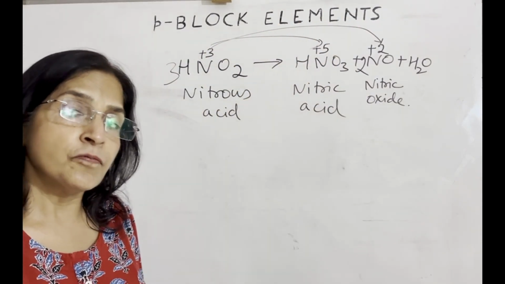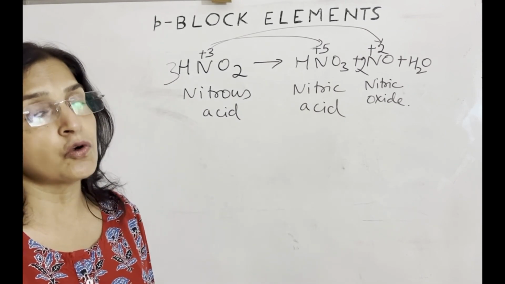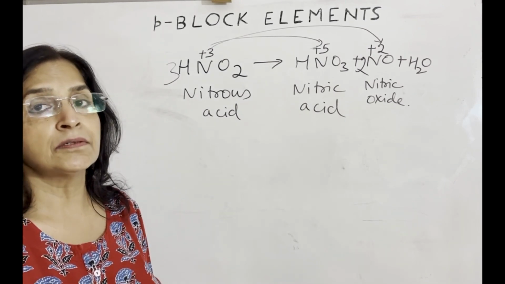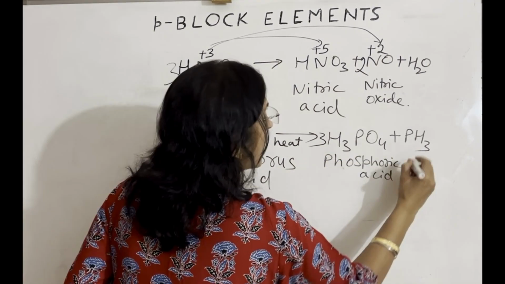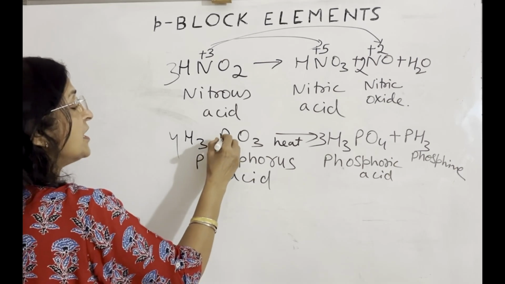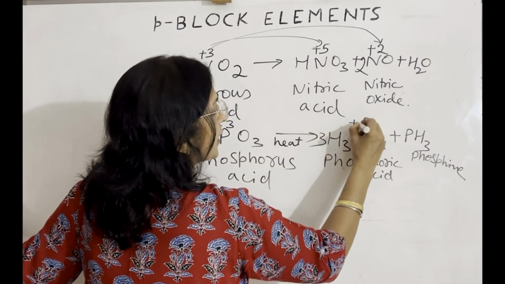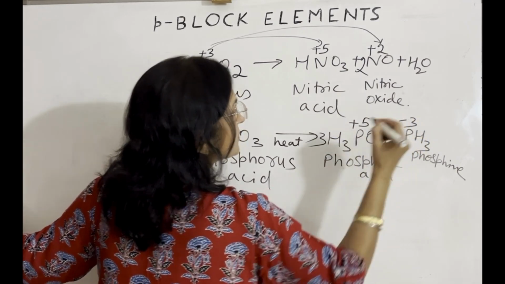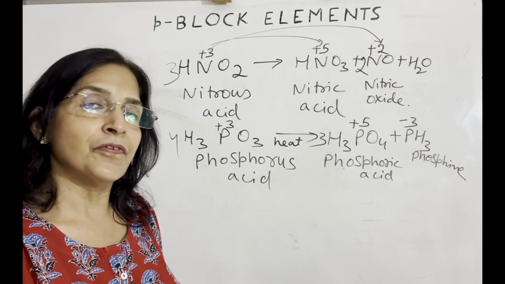Similarly, in the case of phosphorus, the oxidation states from -3 to +5 show disproportionation. For example, phosphorus acid disproportionates to phosphoric acid and phosphine. The oxidation state of phosphorus is +3, here +5 and here -3. Now we will discuss trends in chemical reactivity of group 15 elements.